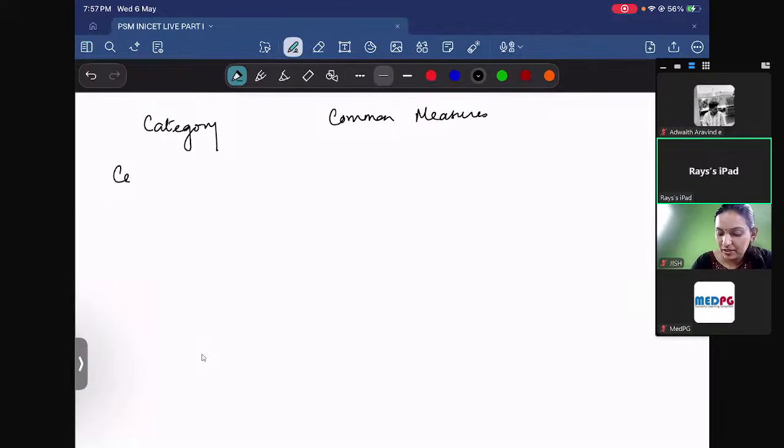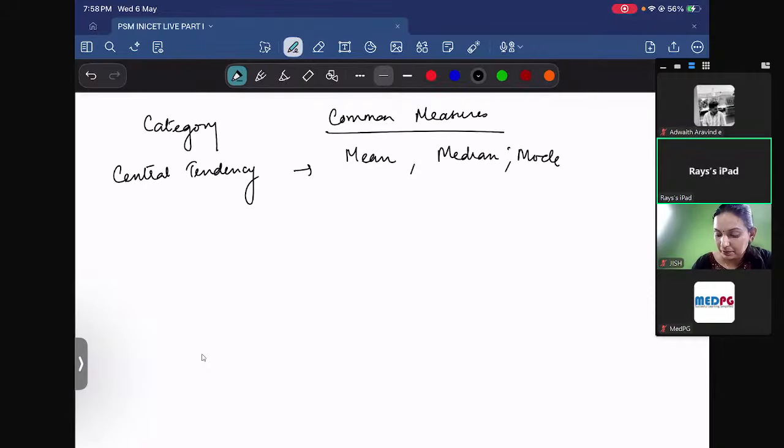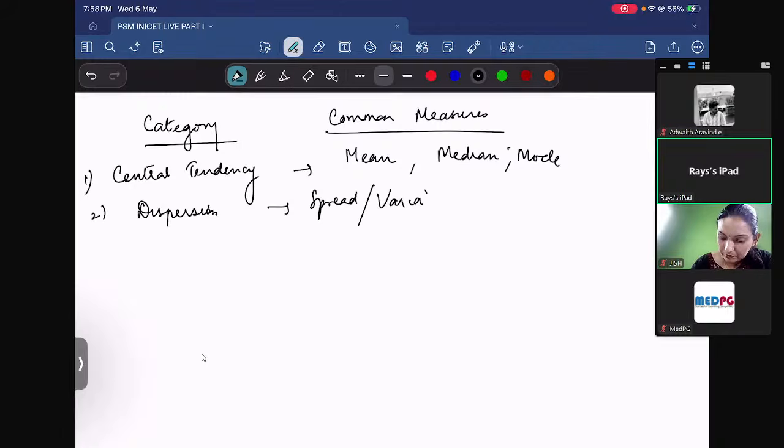I'll write down the category and the common measures. So measures of central tendency. We have mean, median, mode. These are the measures of central tendency. Second one, dispersion. Dispersion shows what? It shows variability or the spread of data. So it shows spread or variability. Here you have your range, then your interquartile range, standard deviation, then variance. All these are measures of dispersion.